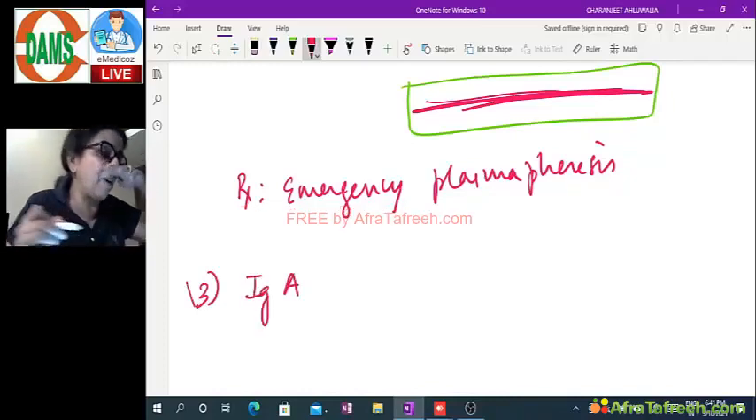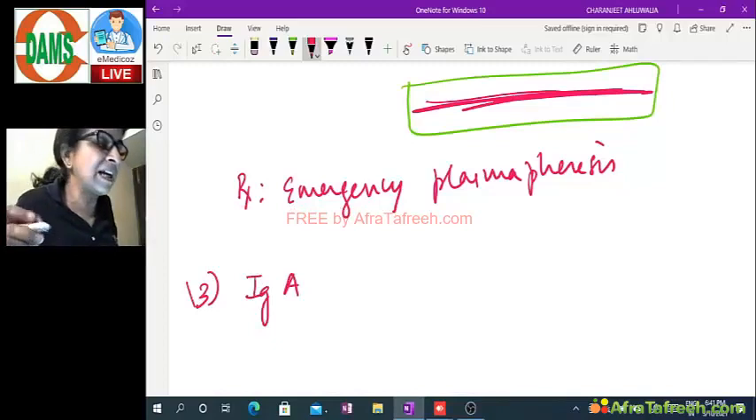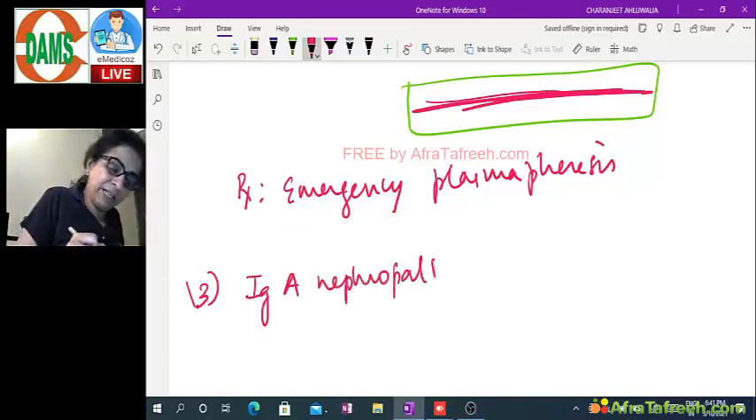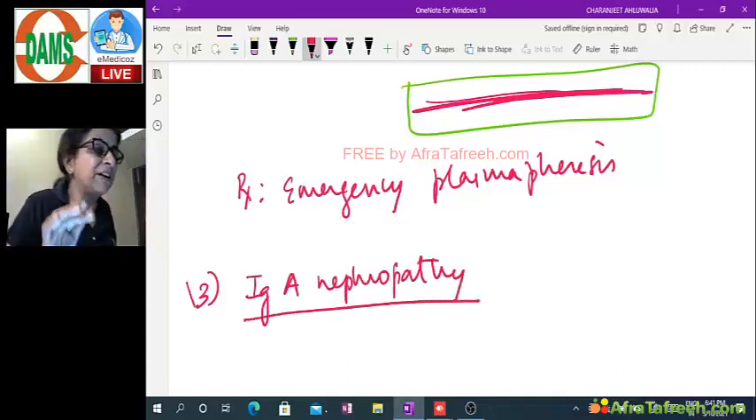IgA nephropathy. Okay, all of you, till now, is this clear? All the findings? Please write on the chat if everything is clear till now.